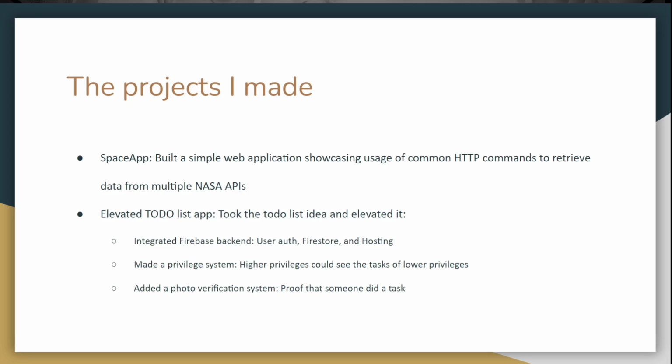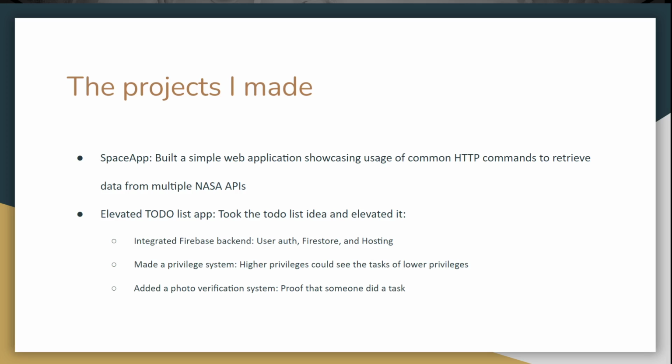The second app that I made is based off of the second thing that I talked about, which is putting a twist on a simple idea. And I did an elevated to-do list app. So I took the to-do list idea and I elevated it using all of the stuff that you see listed. So I integrated the Firebase backend. I used user authentication, Cloud Firestore, Firebase hosting, Firebase storage. I think that's it for the Firebase.